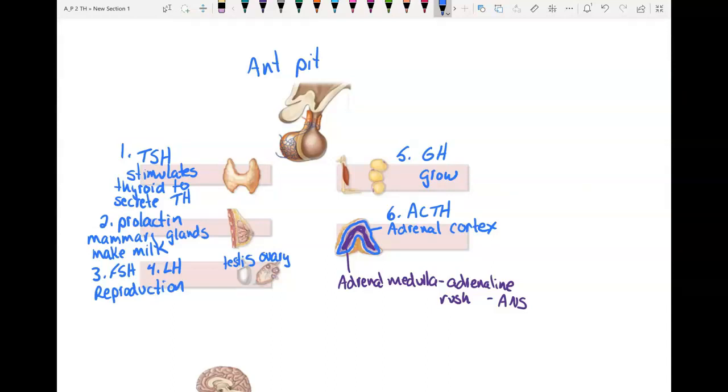So when we're talking about the adrenal cortex, that has nothing to do with sympathetic or fight or flight or adrenaline or anything like that. The adrenal cortex is a completely separate thing from the adrenal medulla that we talked about in chapter 15. So the adrenal cortex has several hormones that it will secrete. And we're not going to cover all of them, but we will look at one of them, aldosterone, later on, and cortisol.